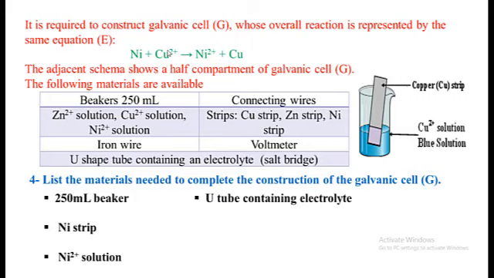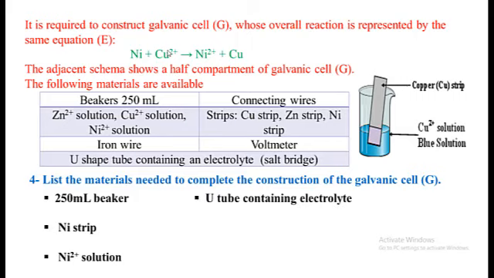As you can remember, the anode is the species that undergoes oxidation half reaction. And the given oxidation half reaction is Ni gives Ni2+ plus 2 electrons. So nickel is the anode since it undergoes oxidation half reaction.